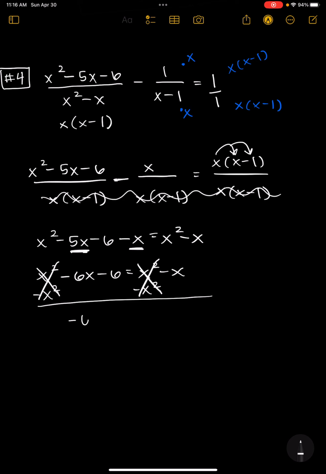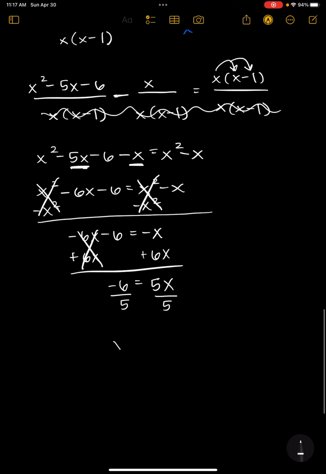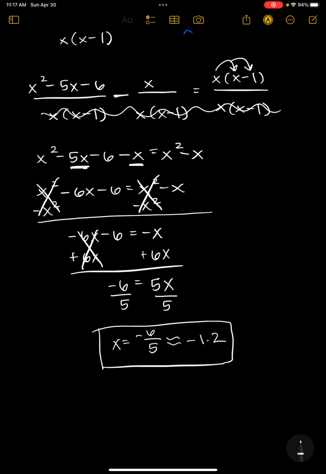So now I'm just left with negative 6x minus 6 is equal to negative x. I want to get the x's on the same side, so I'm going to add 6x to each side. The 6x's cancel out over here. I'm just left with negative 6 is equal to negative x plus 6x gives me 5x. Then I can divide each side by 5, and I end up with x is equal to negative 6 over 5, which is negative 1.2. And that is my answer. And this is how we solve rational equations.